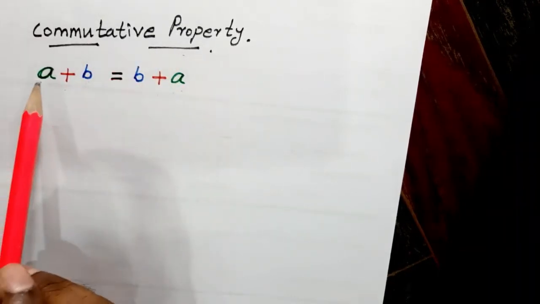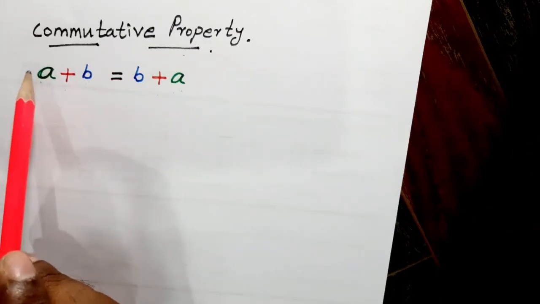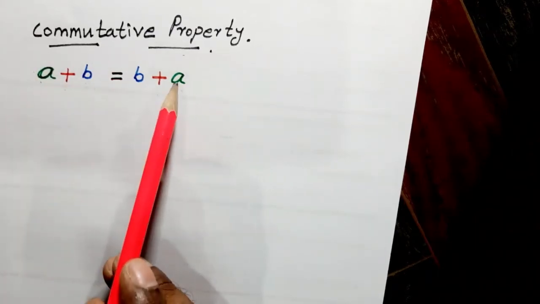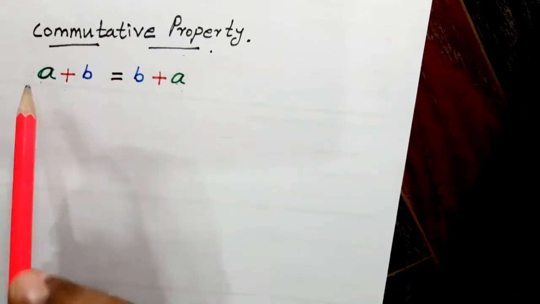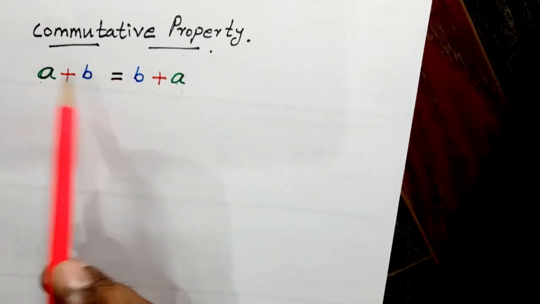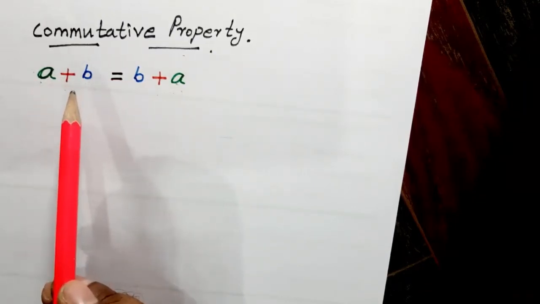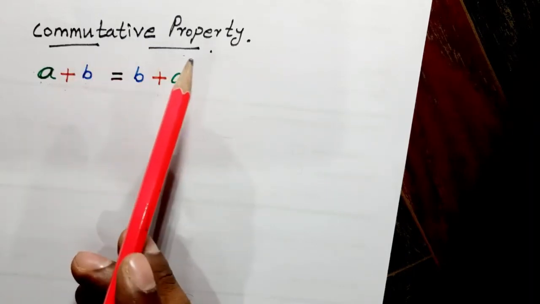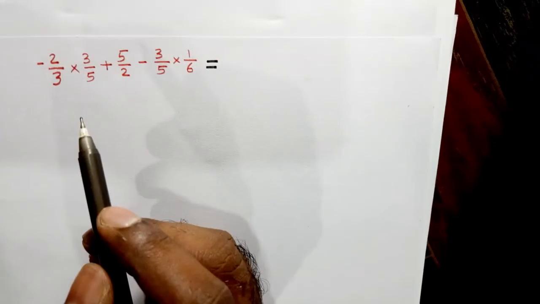But we have to be more careful about the sign of the number. Suppose here it is minus a, then here also we have to write minus a. Without changing the sign, we change the order. It is applicable in the case of addition. So we can call it commutative property under addition.